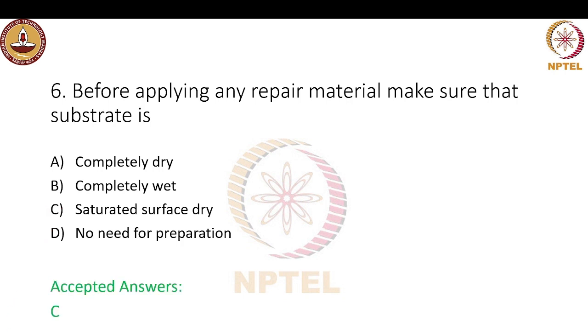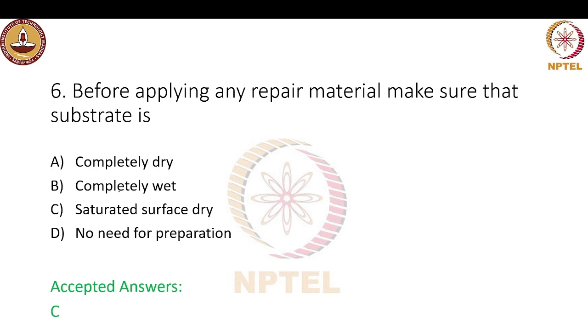Right answer, saturated. If it's completely dry, there are chances that the repair material will not bond properly with the substrate material. And in case it's completely wet, what can be the loss? Any idea? Bleeding might happen, ma'am. Yeah, we will have additional water in our repair material and there are chances of bleeding.